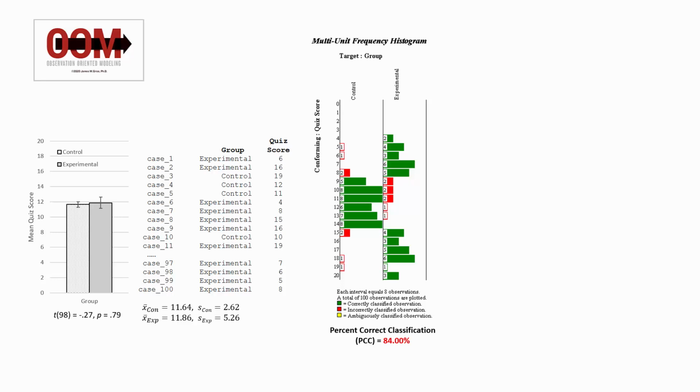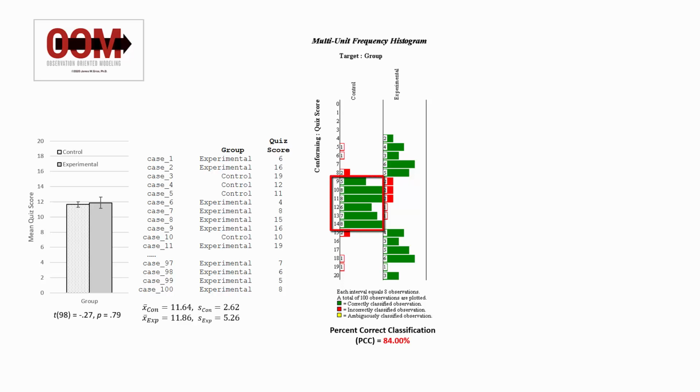Now, as you can see, the distributions for the control and experimental groups are presented side by side, and the green bars represent persons who are classified correctly by the algorithm, and the red bars represent persons who are classified incorrectly. So in a single graph, we can see all of the data, and we can see the clear pattern that distinguishes between the two groups.